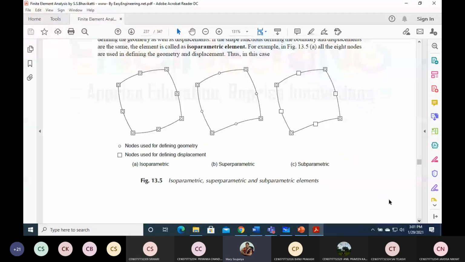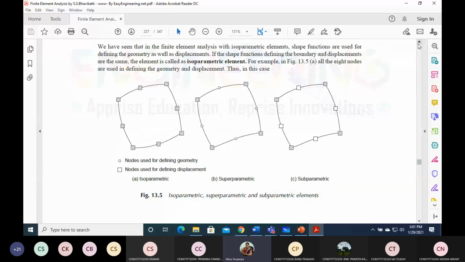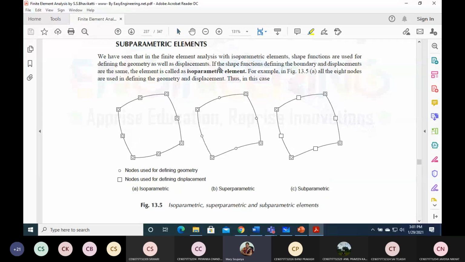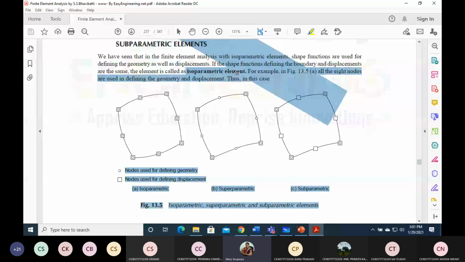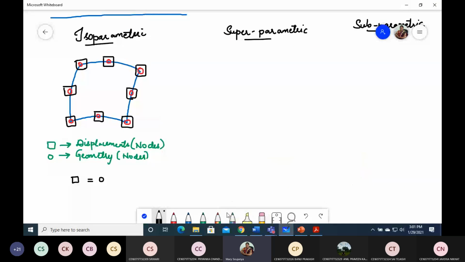Look here. All three pictures are here in front of you. Nodes used for defining geometry, nodes used for defining displacements. Shape functions defining the boundary and the displacements are the same, then we are calling that isoparametric. Shape functions defining the boundary and the displacements that are equal or same are called isoparametric elements.